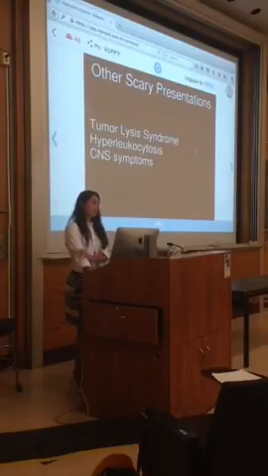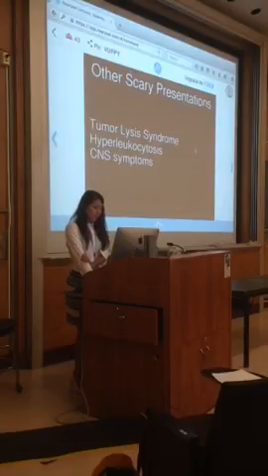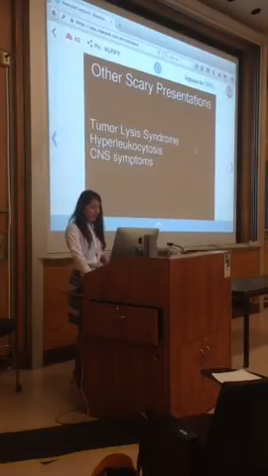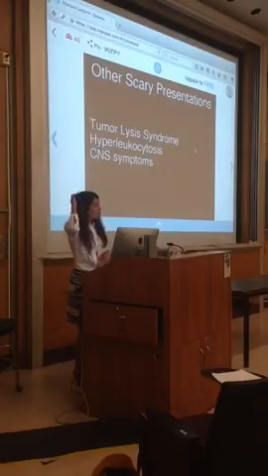And then CNS symptoms. Again, they can come in presenting with leukemic infiltration into their brain. They can present with headaches, seizures, although those are much less common, nerve palsies, and increased ICP. And those patients also, check for hyperleukocytosis because they can present similarly as well.